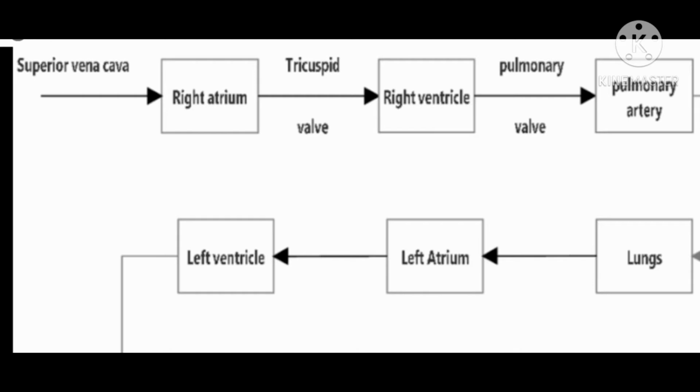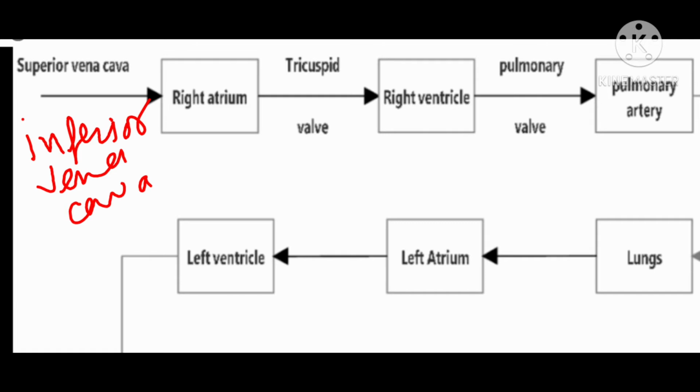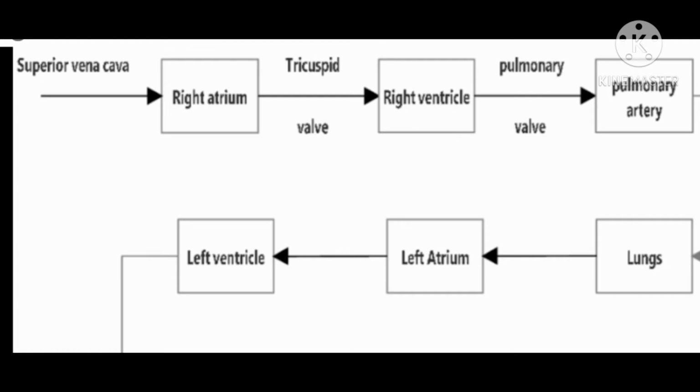If you can see in this chart, we can see the superior vena cava brings blood to the right atrium, and we know that the vena cava brings deoxygenated blood to the right atrium. The superior vena cava and inferior vena cava collect the blood from the upper part of our body and also from the lower part of the body. So they carry all this blood to the right atrium. Then the right atrium sends that blood to the right ventricle.